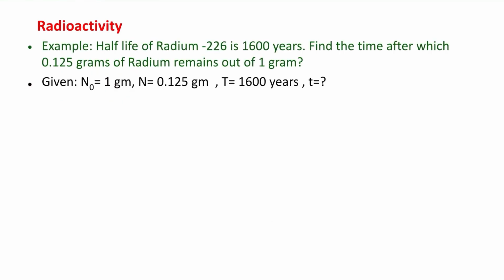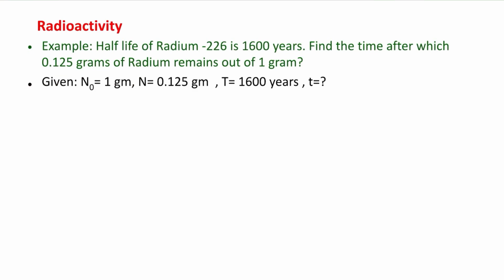Now to understand this, let us take a simple example. Our example is that the half-life of radium-226, where 226 is the mass number, is 1600 years. Find the time after which 0.125 gram of radium remains out of 1 gram.